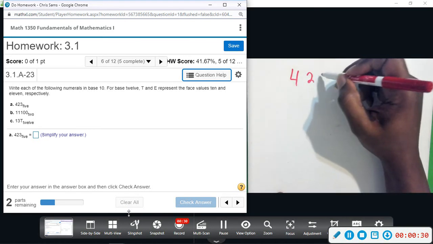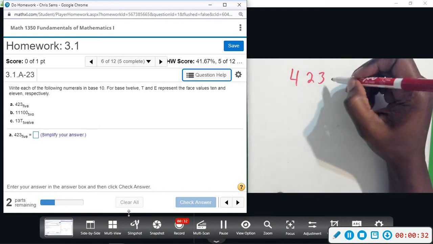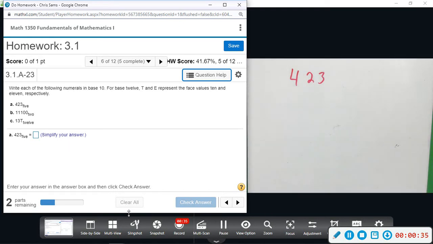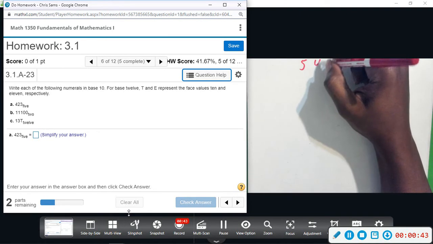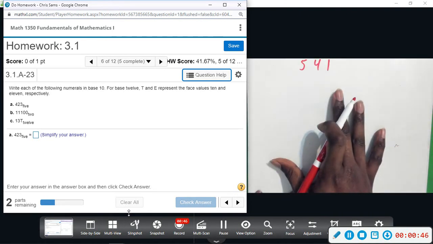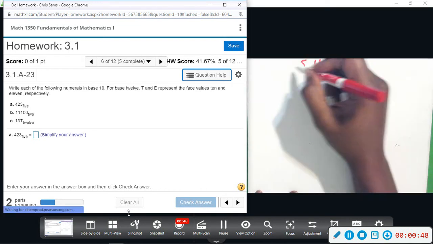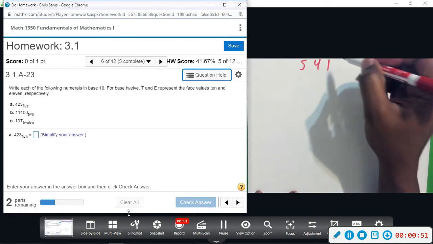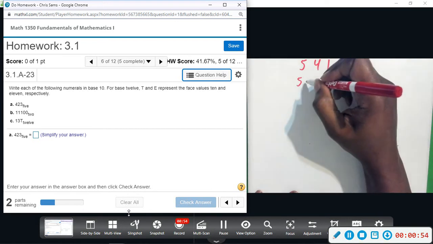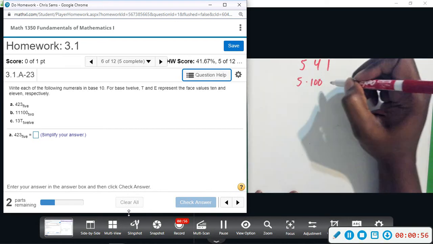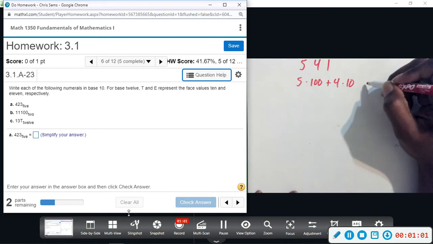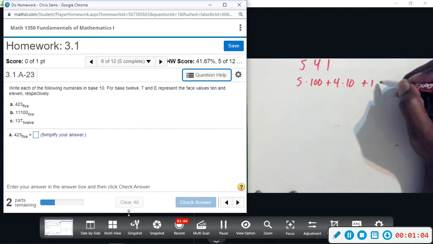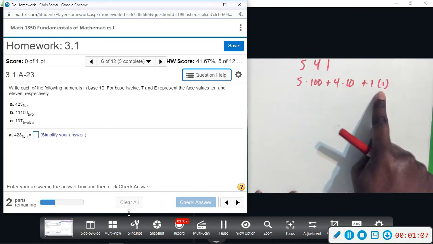423. This is base 10. Let's just call this base 10 right now. Let me use a different number because I don't want to confuse you. Let's just say 541. Okay, so here's how you got to think about this. If I wrote this number in expanded form, 541, I would write 5 times 100, because that's the hundreds place, plus 4 times 10, and then plus 1 times the ones place. So I'm multiplying it times each of the digits.